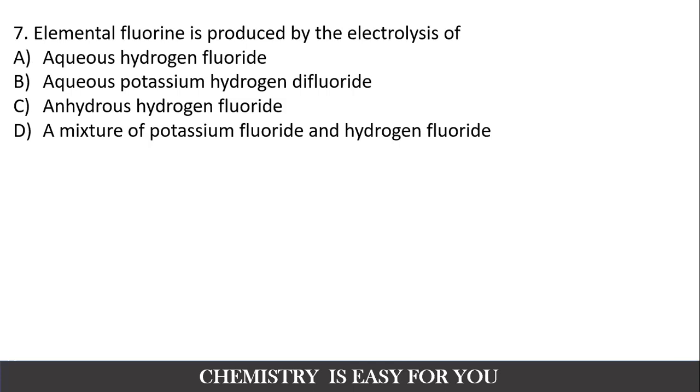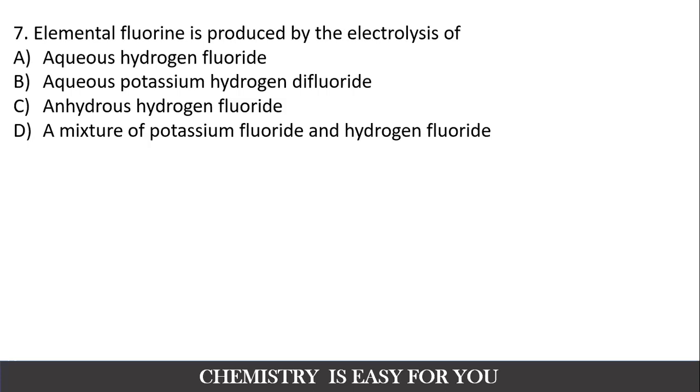The seventh question here is, elemental fluorine is produced by the electrolysis of. So we have four options here: aqueous hydrogen fluoride, aqueous potassium hydrogen fluoride, anhydrous hydrogen fluoride, a mixture of potassium fluoride and hydrogen fluoride. Last year there was some confusion regarding this question.